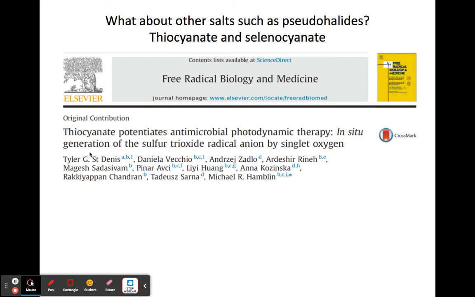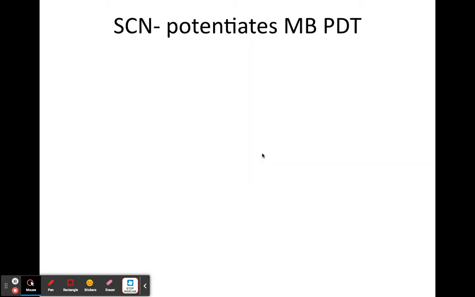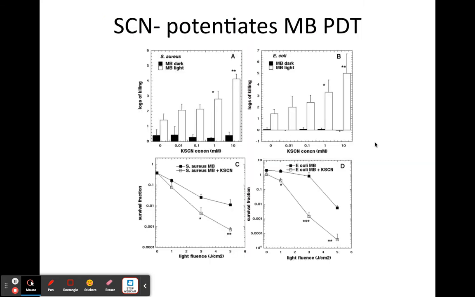Then we went on to look at thiocyanate. Again, it's a simple inorganic salt, non-toxic. But we found that, interestingly, we got sulfur trioxide radical anion, and the mechanism involves singlet oxygen. So here you see several logs more killing when you increase the potassium thiocyanate concentration, both with Staph aureus and E. coli, in a light dose dependent manner.